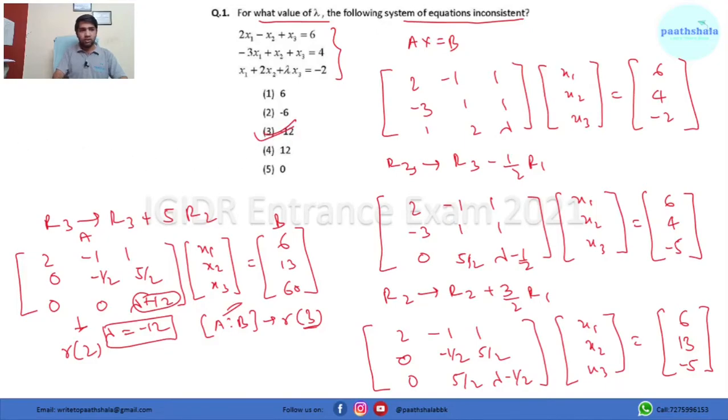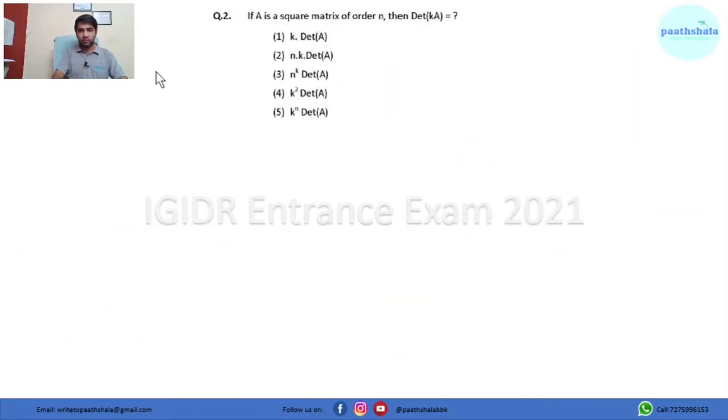Now let's move to the next question. Here, this is a property of determinants, and we have explained this question in the MSc solution set, so I'm not going to explain it here. The determinant of kA comes out to be k to the power n times the determinant of A.